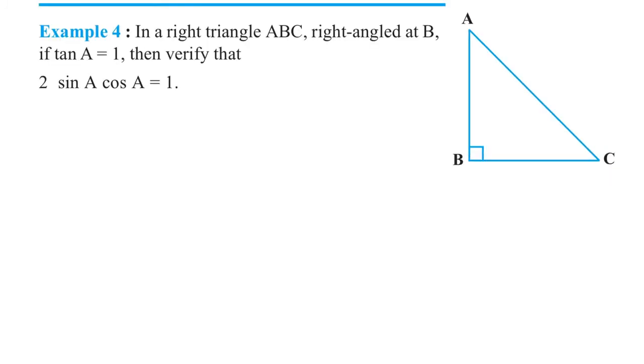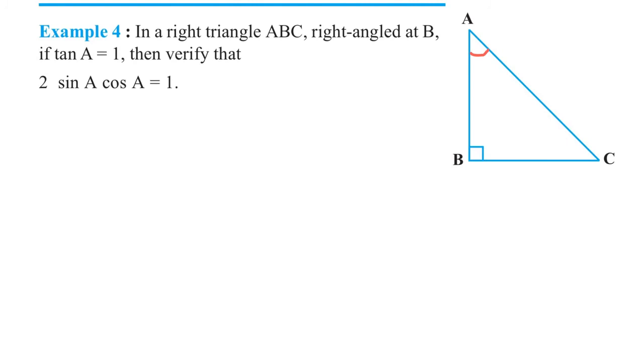Let's try this. In a right triangle ABC, right angled at B, tan A is equal to 1. Then verify that 2 times sine A cosine A is equal to 1. So what is tan A? It's opposite side over adjacent side. So tan A, that means we are taking this as the reference angle. The opposite side is BC and the adjacent side is AB.